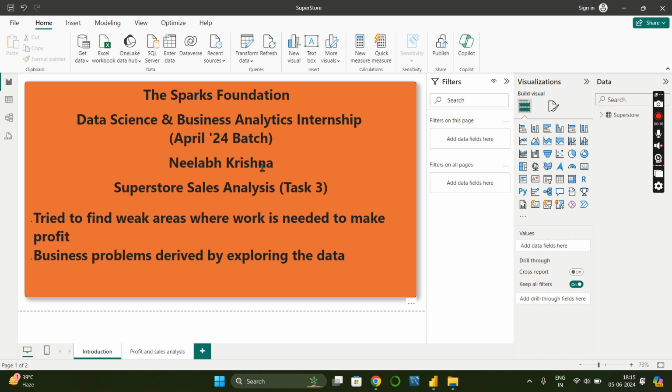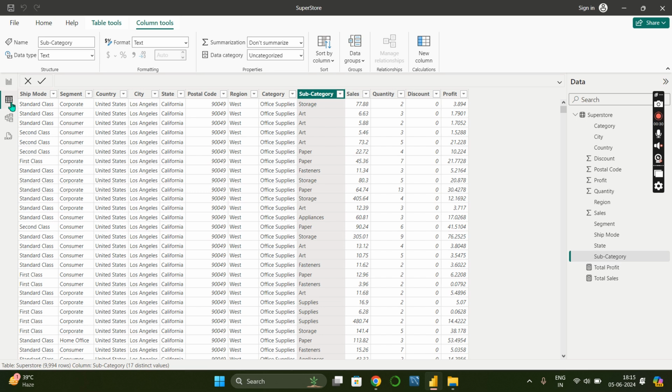So, the objective of this task is to find the weak areas where work is needed to make the profit, and based on data exploration, we have to find the business problems. I have used the Microsoft Power BI tool for that.